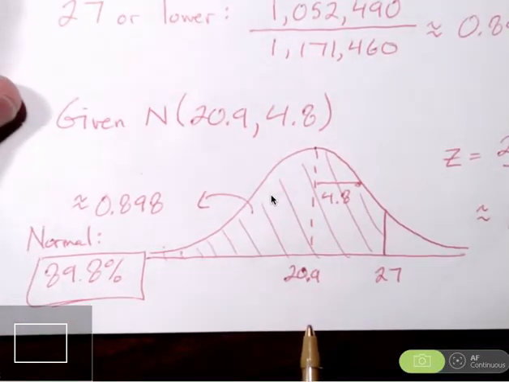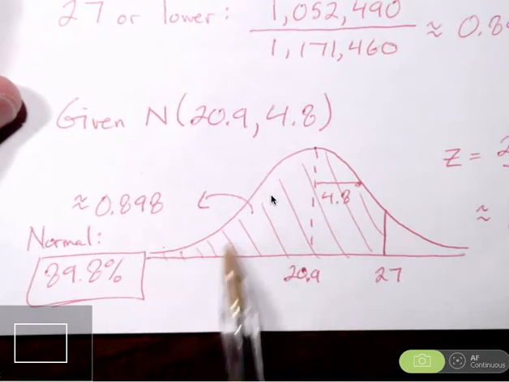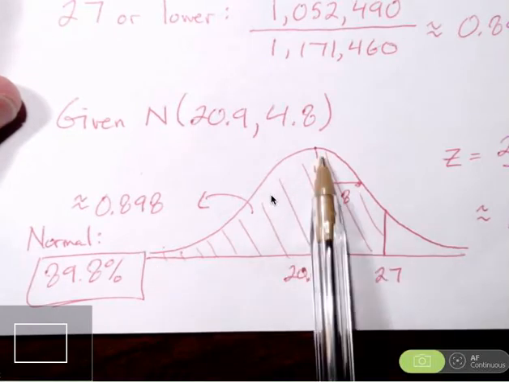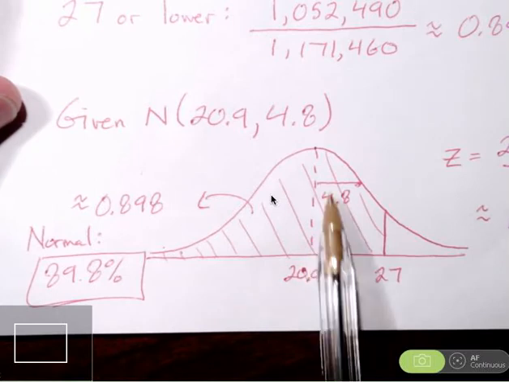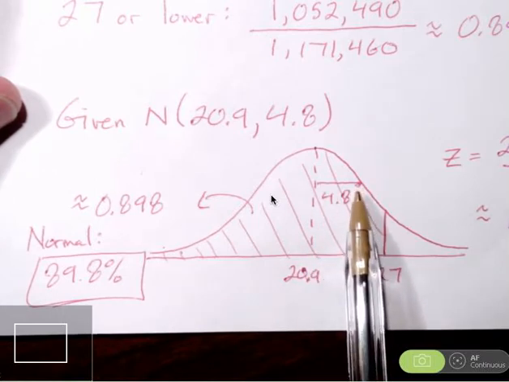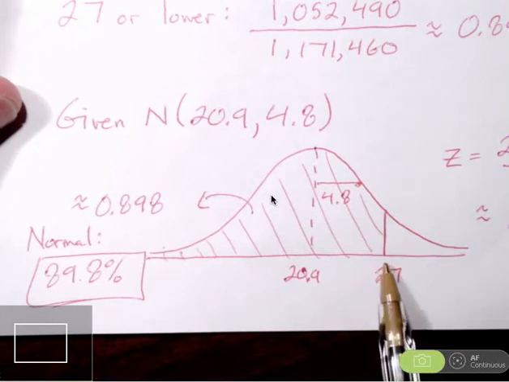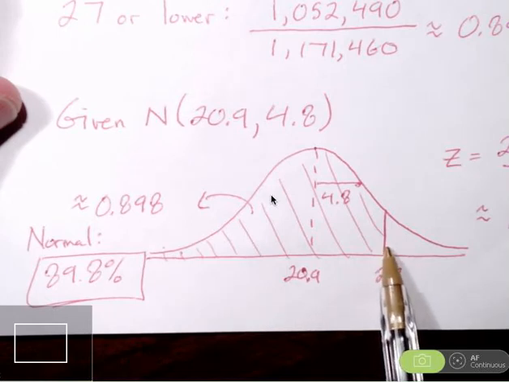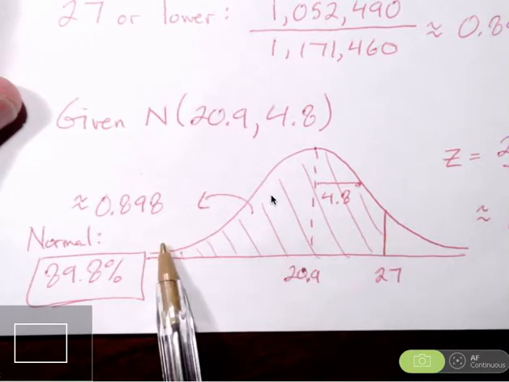So notice, here's the picture. Here is my normal distribution. The mean is labeled as 20.9. I've labeled the standard deviation as 4.8. So an observation of 27 would be a little more than one standard deviation above the mean. So I've put that here, and I'm interested in the shaded area. I am interested in determining the proportion of scores that are at 27 or below 27.